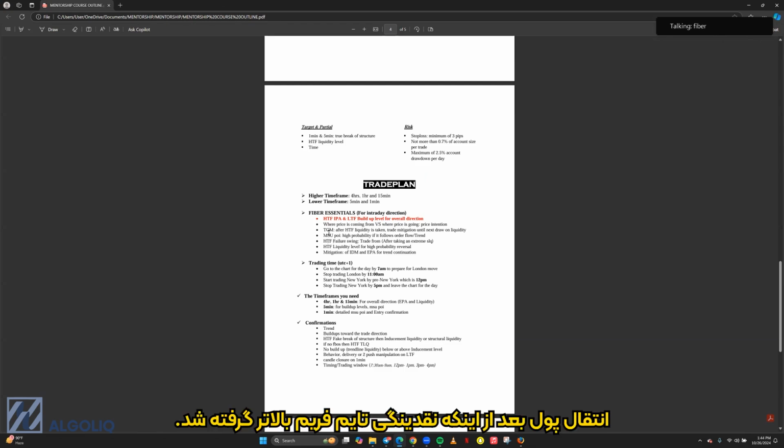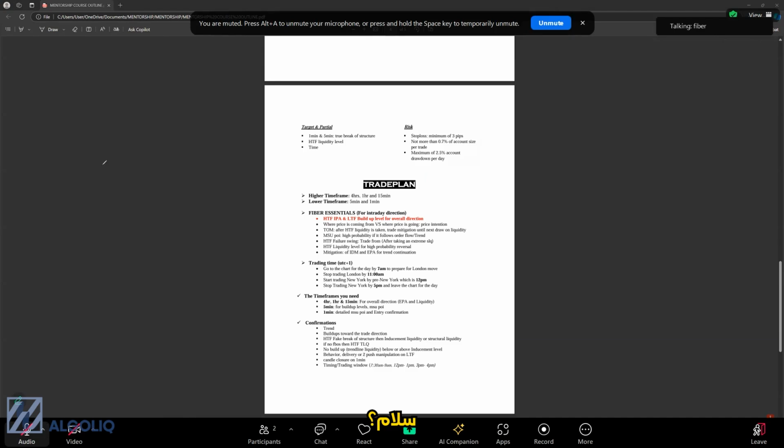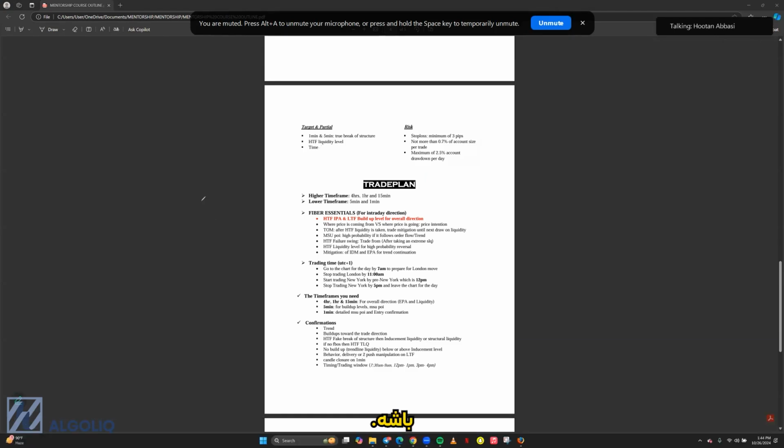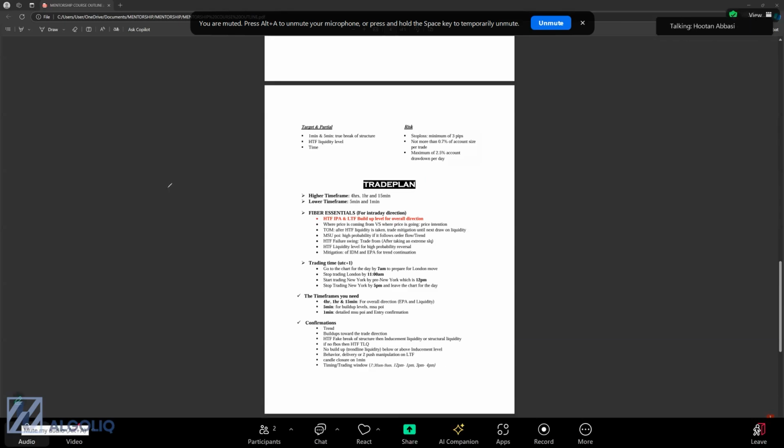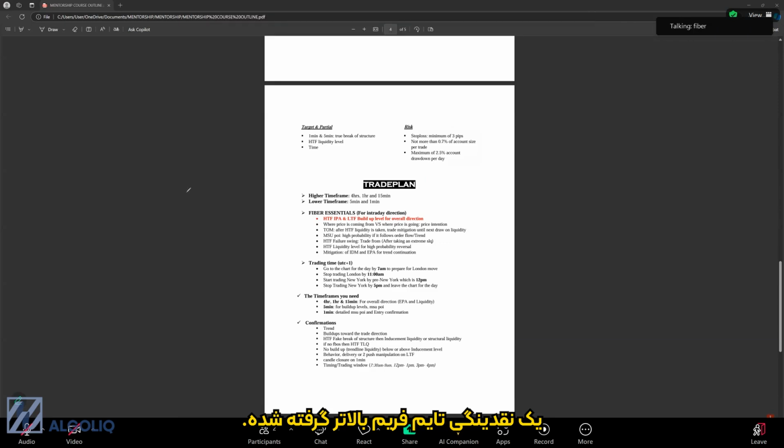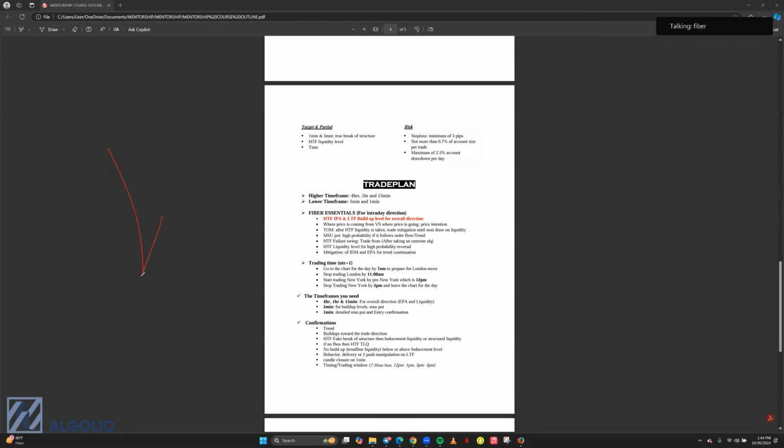Transfer of money after higher time frame liquidity is taken. Whenever you have a higher time frame liquidity taken, and you see price protecting the lows, you have to trade towards the transfer of money to clear the inefficiency or to clear whatever build-up you have right here.